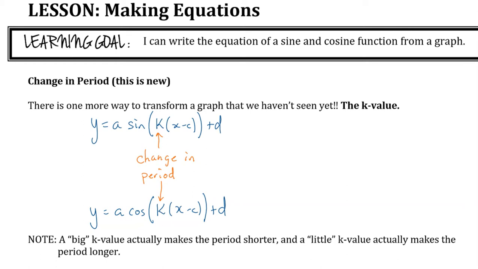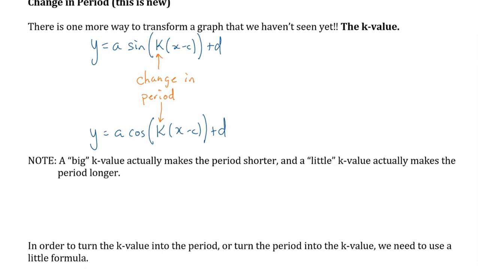If my period is 720, that's not K. All right? So we have to figure out what K is. So that's one of the things we're going to get to. Everybody okay so far? There's a note here. A big K value, that's in quotations, because what do I mean by big? I mean like bigger than one. So like 2, 3, 4, 10. You never see 10 really, not in applications maybe, but not in these graphs that we're going to do.